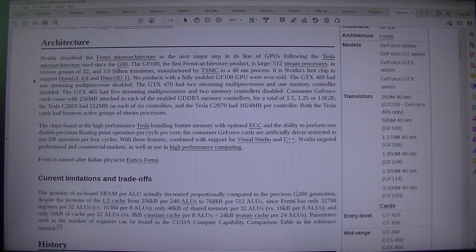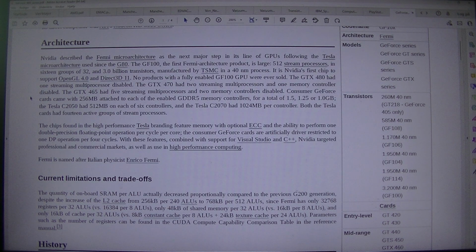No products with a fully enabled GF100 GPU were ever sold. The GTX 480 had one streaming multiprocessor disabled. The GTX 470 had 2 streaming multiprocessors and 1 memory controller disabled. The GTX 465 had 5 streaming multiprocessors and 2 memory controllers disabled.